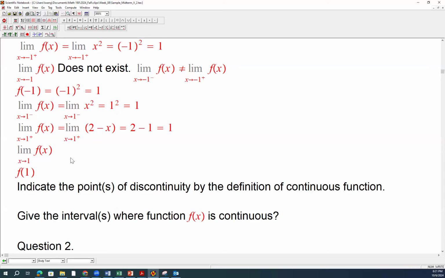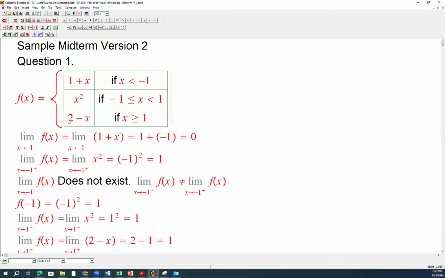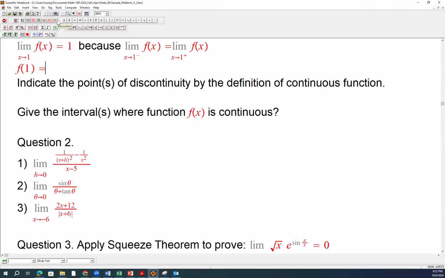And the limit from the left and right are the same. Therefore, the limit when x approaches 1 is equal to 1. And of course, the reason is that the limit from the left is equal to the limit from the right. You also understand which theorem this is testing on us. At 1, when x equals 1, we choose the third rule, 2 minus x. So that's going to be 2 minus 1, which equals 1.